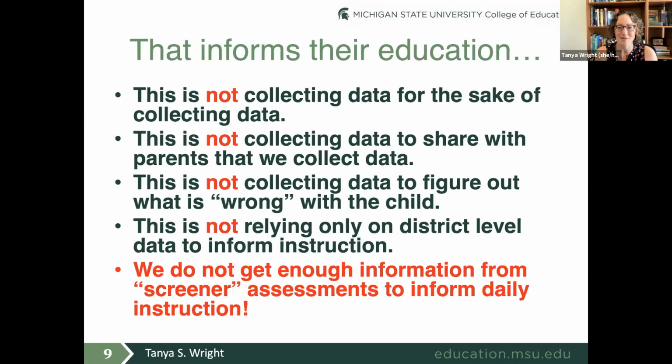And every year we do these assessments. And that's not particularly helpful here. What we're talking about is using data to make decisions about what instruction kids are going to receive. So if we're just collecting data and then sticking it in a file folder, that's not informing kids' education at all. So we're talking about the type of information that can be readily turned into implementation of instruction for a kid. Not collecting data to share with parents that we collect data.